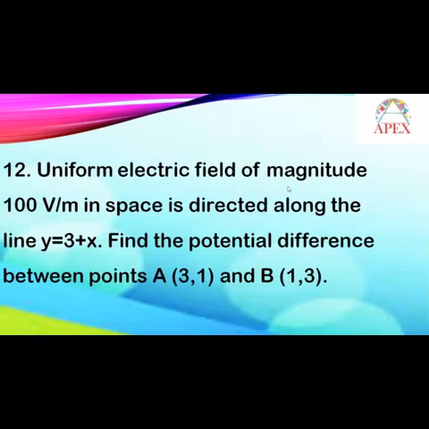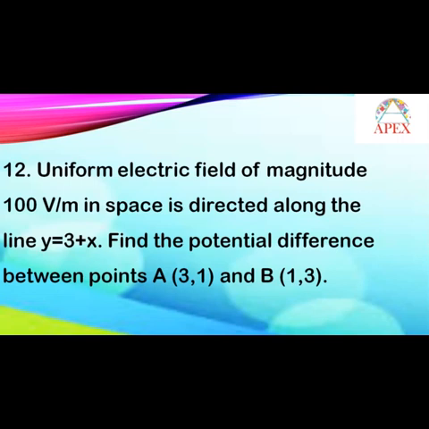Now, question number 12. Uniform electric field of magnitude 100 volt per meter in space is directed along a line y equal to 3 plus x. Electric field is uniform. At any point, electric field is constant, but it is not along x or y direction. It is along a particular line, and the equation of line is given. That is y equal to 3 plus x. You can just compare with y equal to mx plus c. According to that, slope is 1 and intercept is 3. Find the potential difference between points 3, 1 and 1, 3.